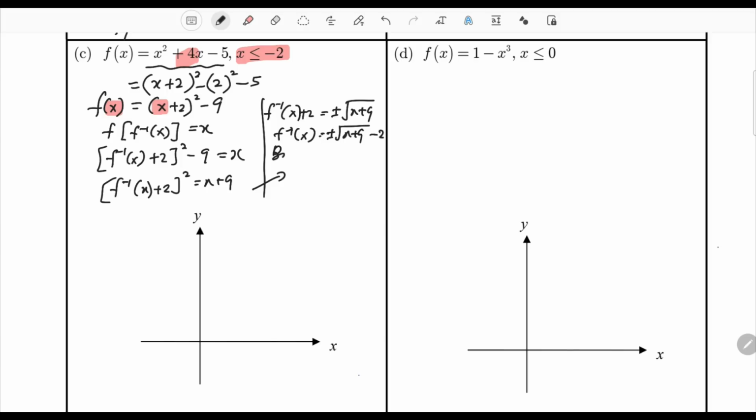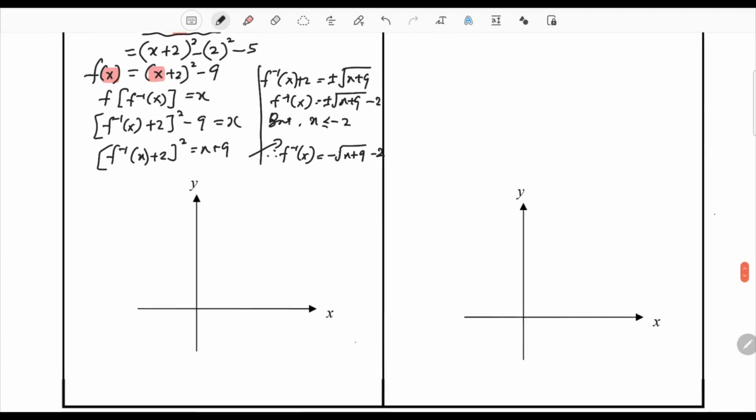But you're given that x is less than or equal to negative 2. So we want the negative part, the left side. So hence, your f inverse of x is, okay, the function will be f inverse of x equal to negative square root of (x plus 9), minus 2.